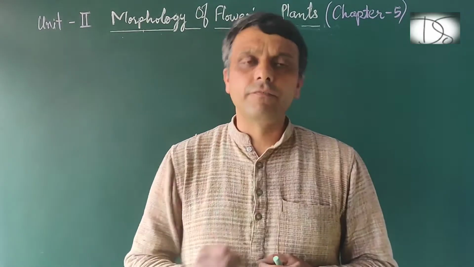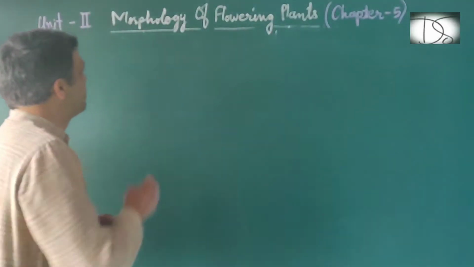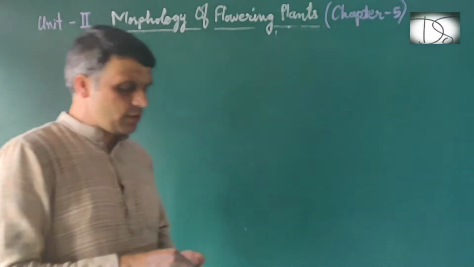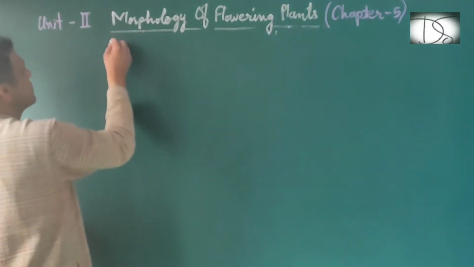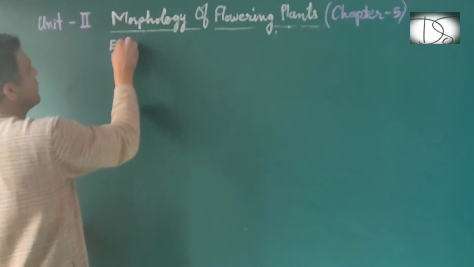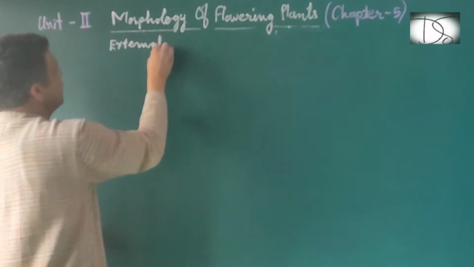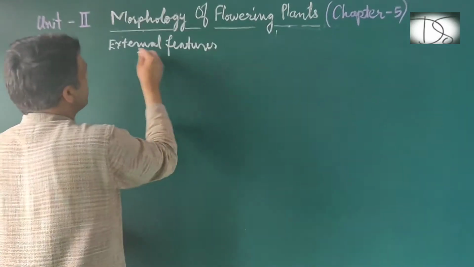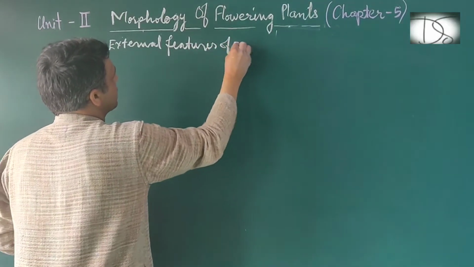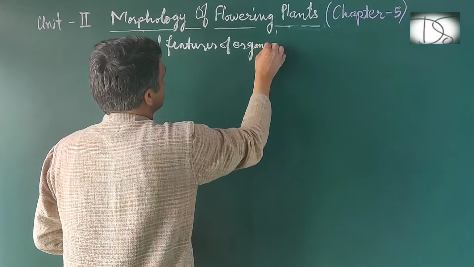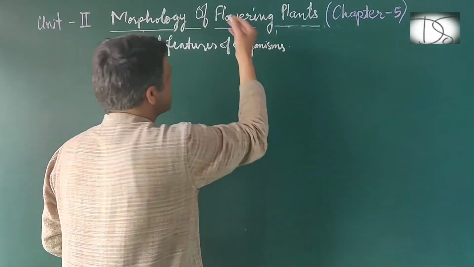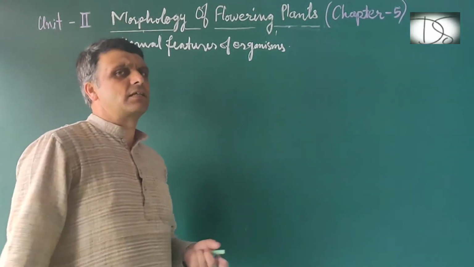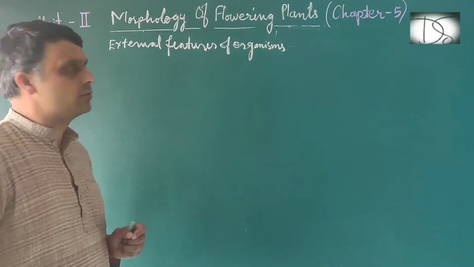So the study of this external appearance is called morphology. So morphology is the study of external features of organisms. And obviously organisms include all the animals and plants and even the microbes too.